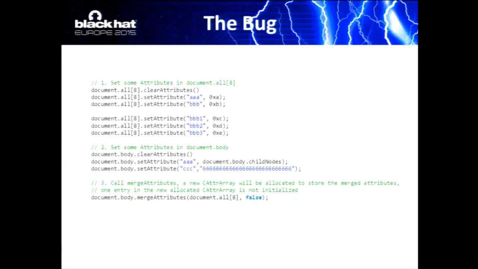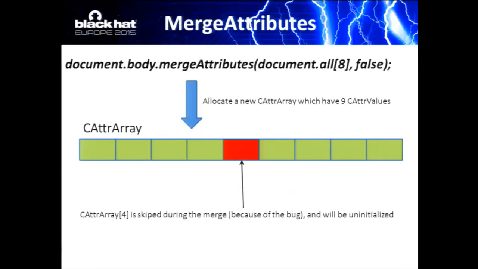And the bug exists in the implementation of this function, I mean the function mergeAttributes. As you can see here, during the merge, the first node in the newly created CAttributeArray is just skipped without being initialized. So it gave us an uninitialized CAttributeValue, which can be accessed in JavaScript.